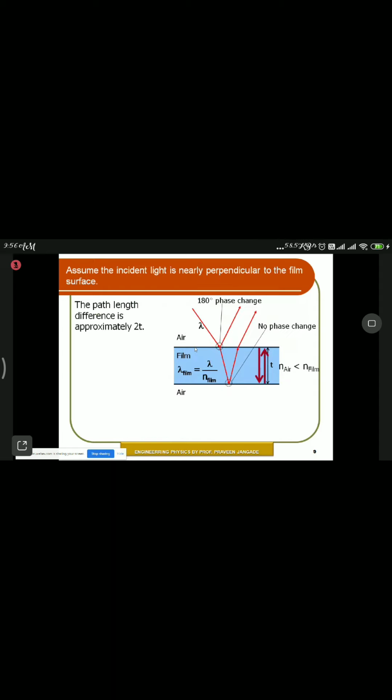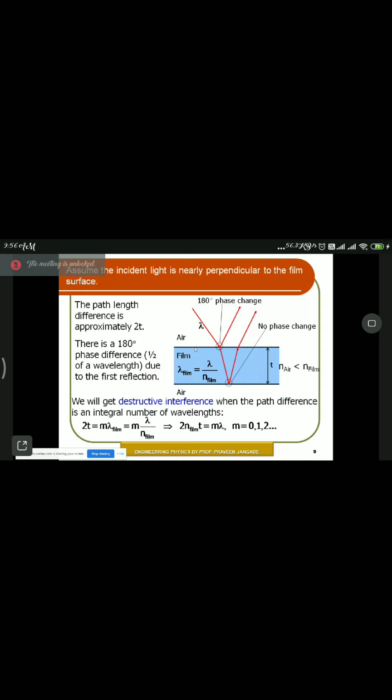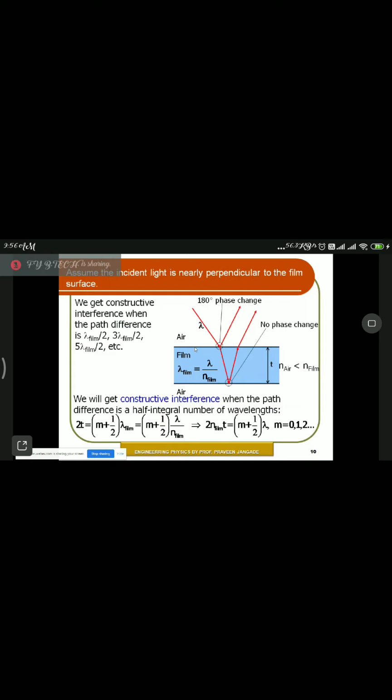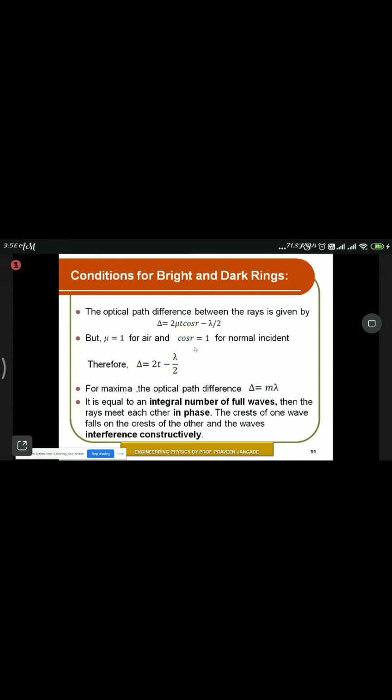So you can see this is the equation that we got for the total optical path difference, delta, which comes out to be 2 mu t cos r plus or minus lambda by 2. Here only minus is mentioned. Some books mention only the plus, some books mention the minus. So no worry about this.